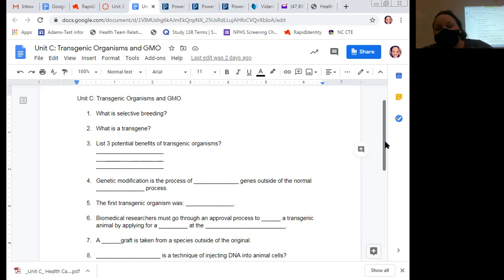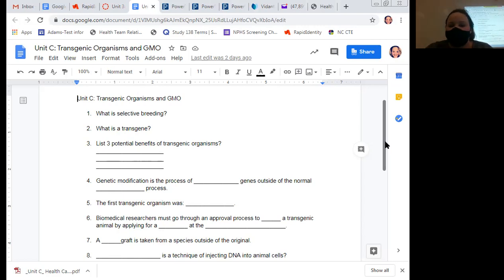A xenograft, perfect. So a xenograft is taken from a species outside of the original. If I take it from myself, it's a homograft, okay? A homograft, I'm taking it from self. And I think, guys, in a previous recording I may have said that one wrong, so I'm just clarifying right there. Xenograft is from a different species. Homograft is from the same type of species.